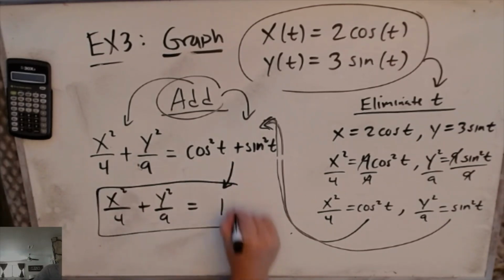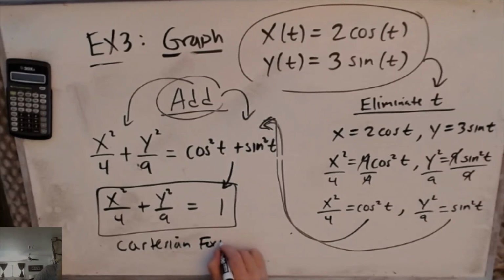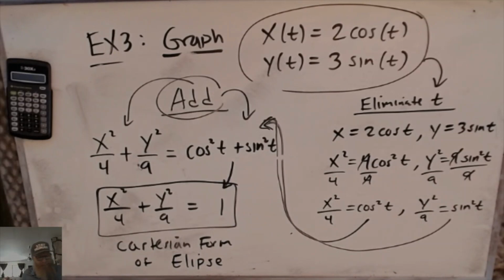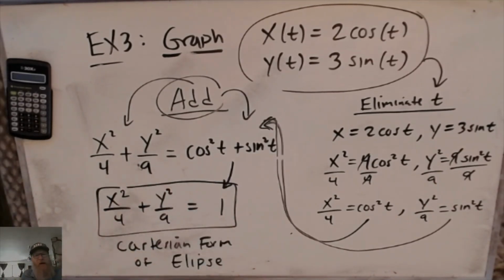And this is the equation, or what's called the Cartesian form, of an ellipse. X squared over 4, y squared over 9. This is exactly the ellipse that we just saw.